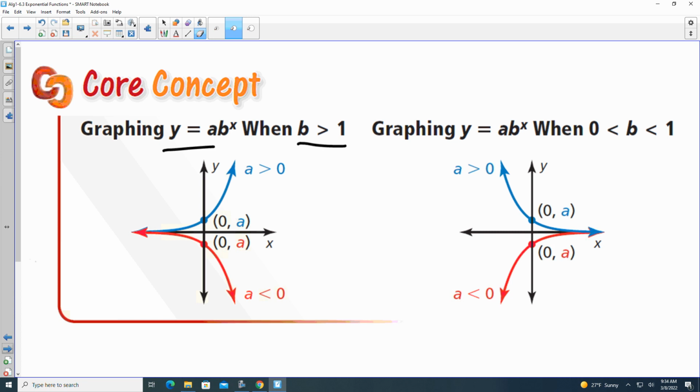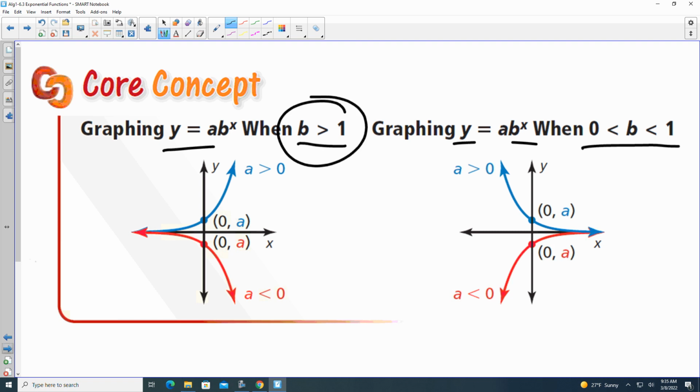When you look at the second graph over here, it's still the same general formula, but now b falls between 0 and 1. So it's a fraction between 0 and 1. Anytime that occurs, when you're going from left to right, it's going to be going downward. And this one here is going to be going upward. We'll dive a little more into it in 6.4.